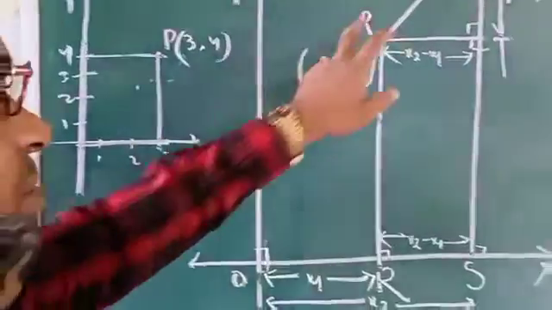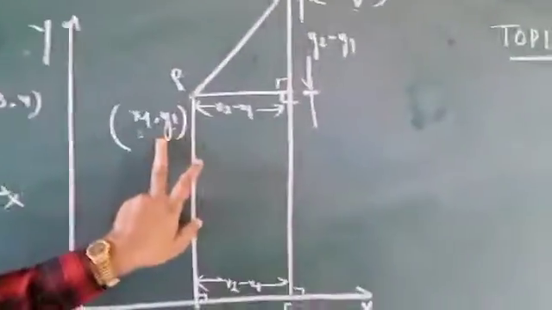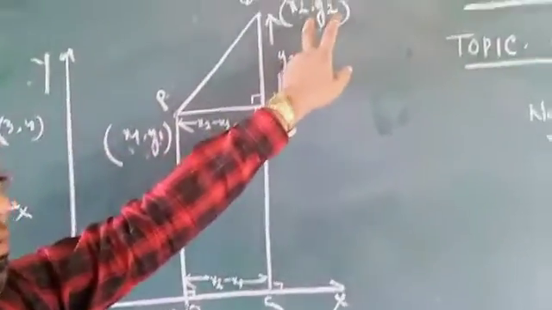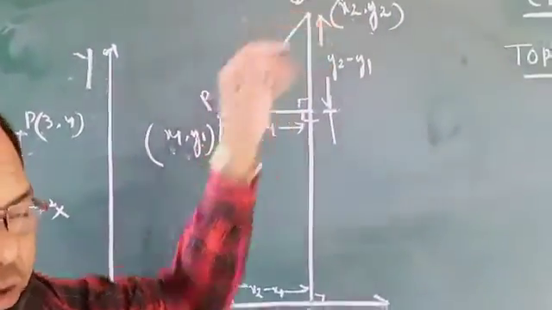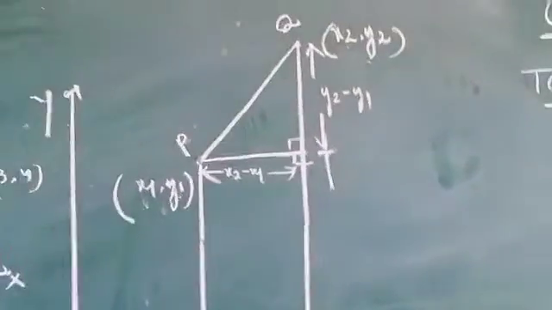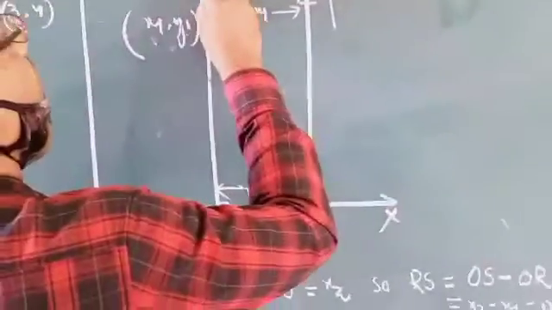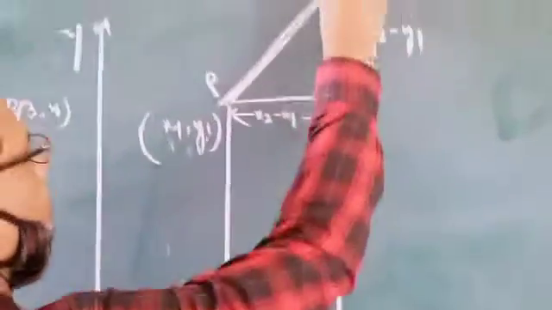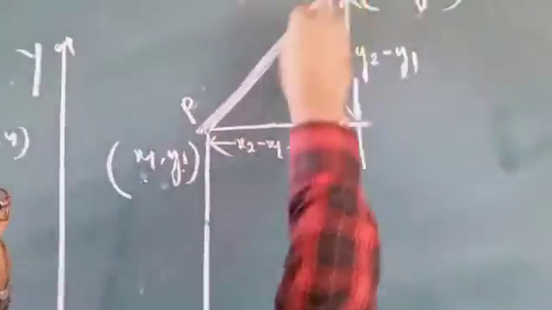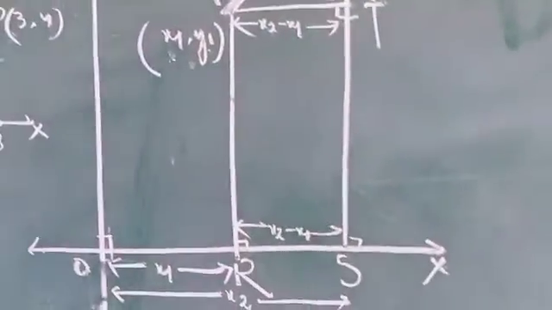The coordinate of P is 3, 4, x is 3 and y is 4. Similarly, suppose P is x1, y1 and Q is x2, y2. It means P and Q are any 2 points on the coordinate plane. We have to find the distance between PQ. Understood? We have to derive the formula.